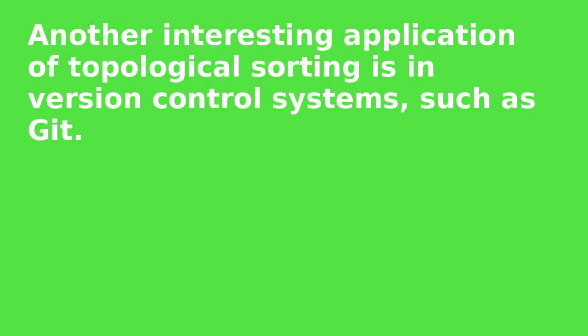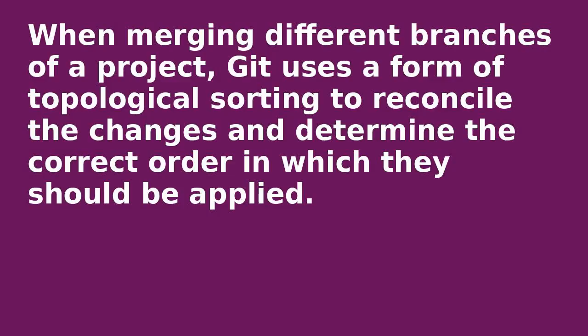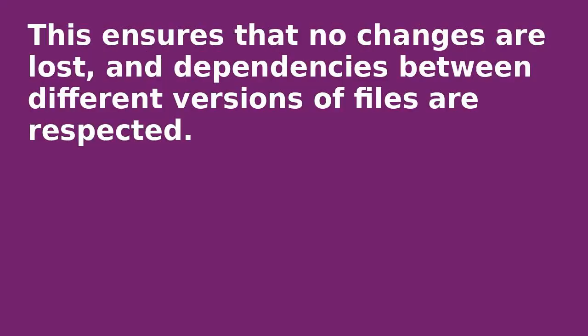Another interesting application of topological sorting is in version control systems, such as Git. When merging different branches of a project, Git uses a form of topological sorting to reconcile the changes and determine the correct order in which they should be applied. This ensures that no changes are lost, and dependencies between different versions of files are respected.